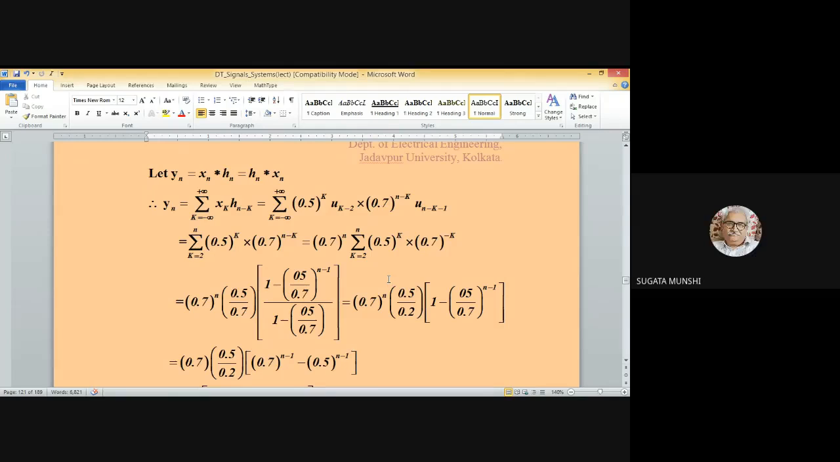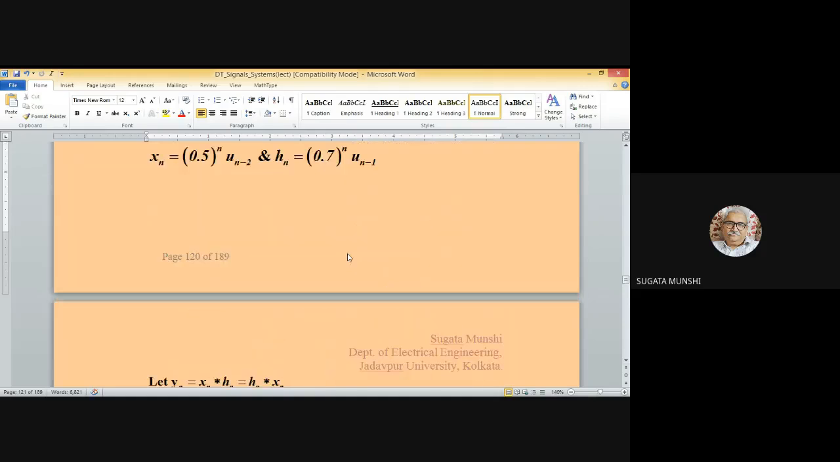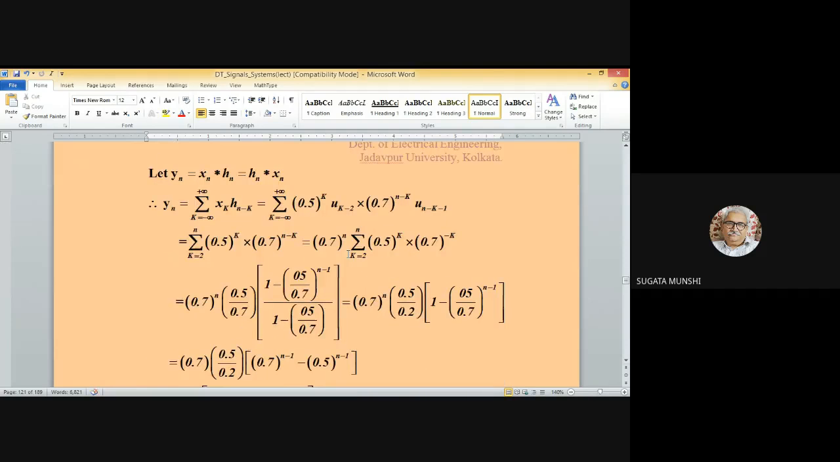Upper limit is n because both the sequences are causal sequences. All right. If you observe the basic expression for the convolution, you will find that if both sequences are causal, all right, then the upper limit will be n. Go back to the original expression for convolution sum when I have discussed about that convolution property of Z transform. There you will understand. Both of them are causal sequences. This one as well as that one.